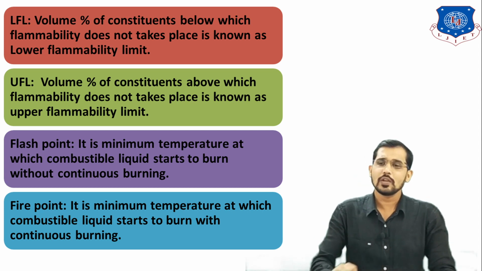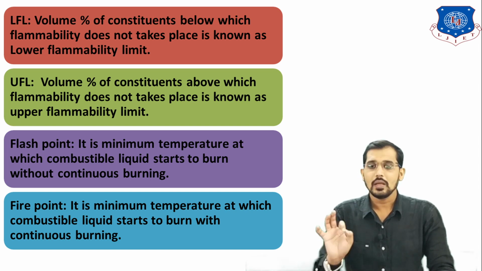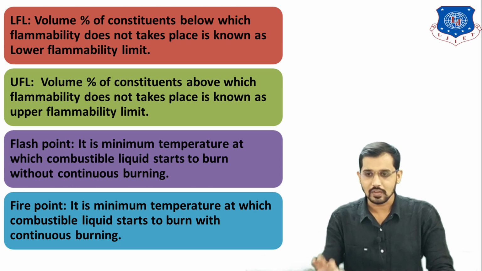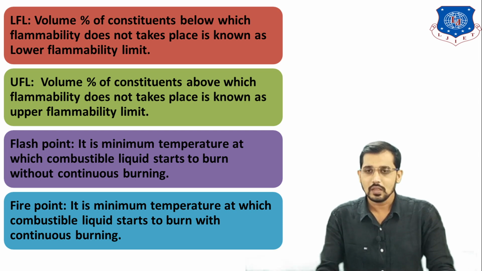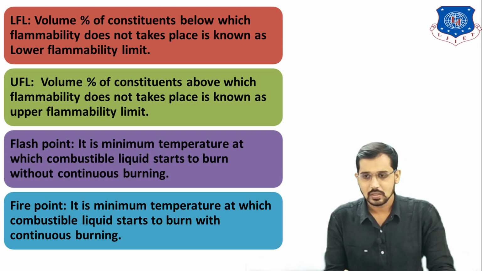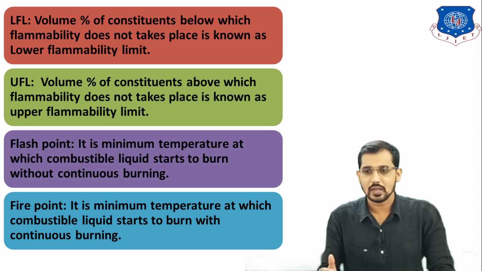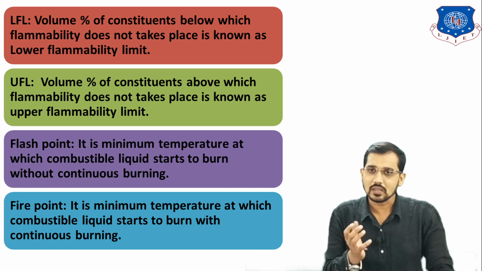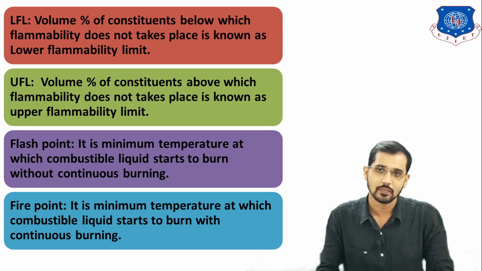Next point is flash point. This definition is very important for your viva. It is a minimum temperature. Listen carefully. Flash point is the minimum temperature at which a combustible liquid starts to burn without continuous burning. Means if we remove the burning source, at that time burning will stop. But fire point is different compared to the flash point. It is the minimum temperature at which a combustible liquid starts to burn with continuous burning. Continuous burning is possible at the fire point, but not at the flash point.